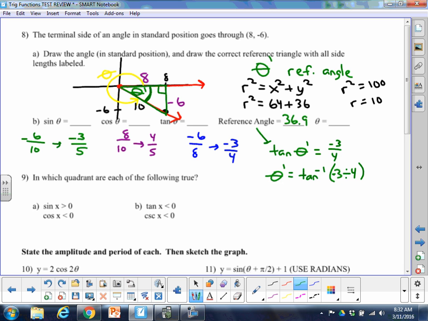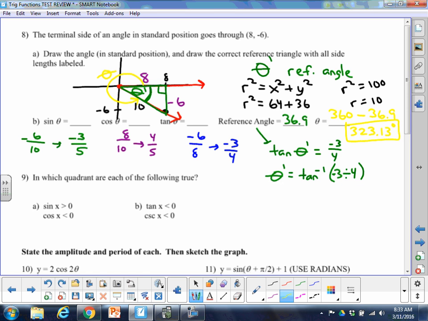So what would that make the entire yellow angle, the actual theta, the standard position measurement? Think about it: we went 36.9 degrees short of doing a full circle, right? So the actual angle would end up being 360 minus that 36.9, which gives us an angle of around 323.13 degrees.